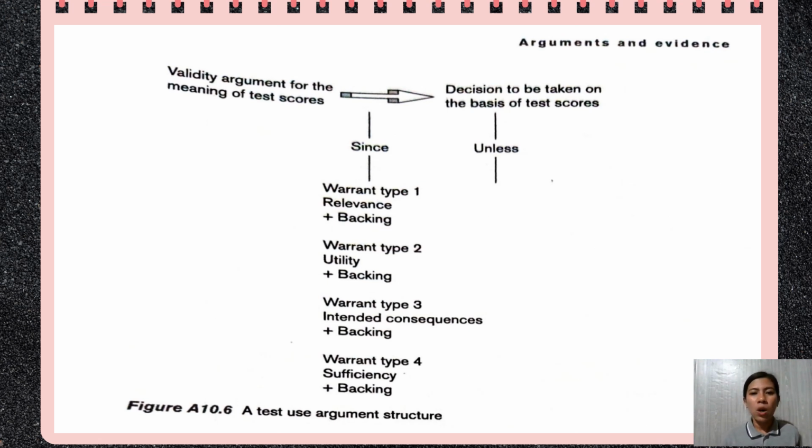Warrant Type 3, the intended consequences, is a statement of the benefits which might accrue to the test taker, the test user, or any of the other stakeholders through the use of the test. And Warrant Type 4, sufficiency, concerns whether the information provided by the test is in itself sufficient for making a decision, or whether additional information would be required in addition to the test score.